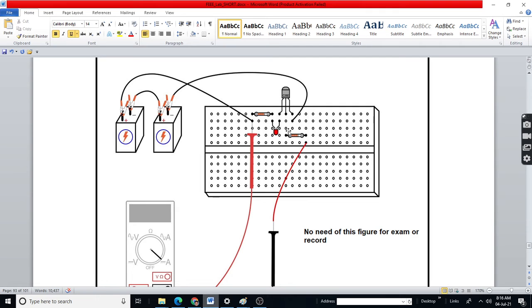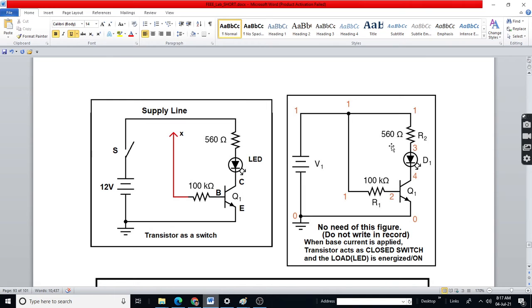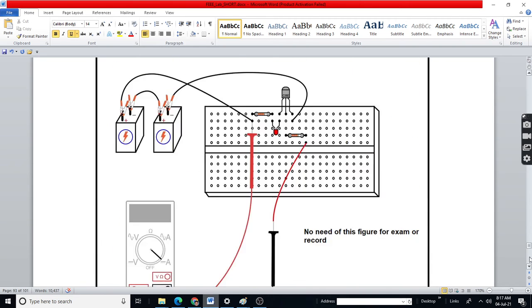Next, from the emitter, it goes to negative. See, negative. Ground means here the negative of the battery. It is common ground, not earth ground.